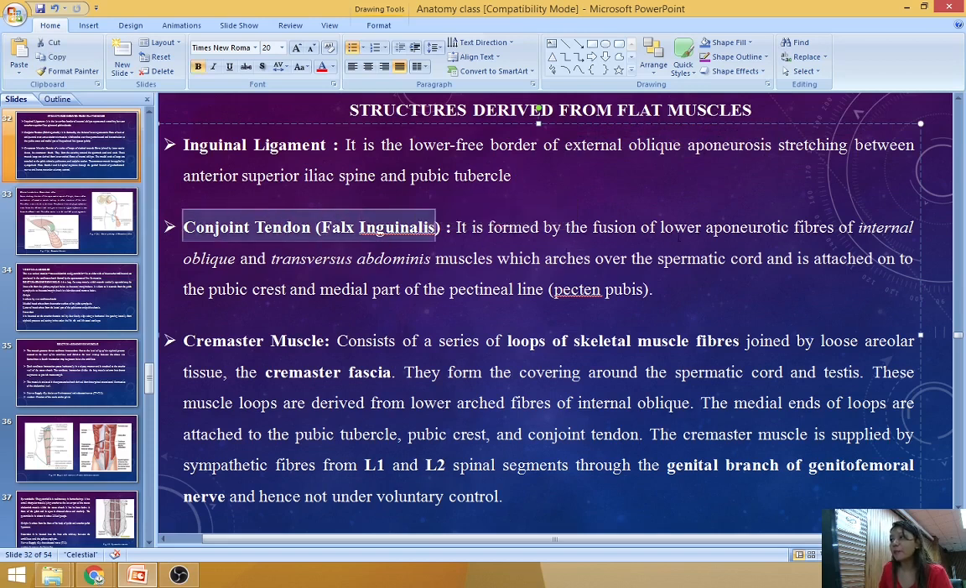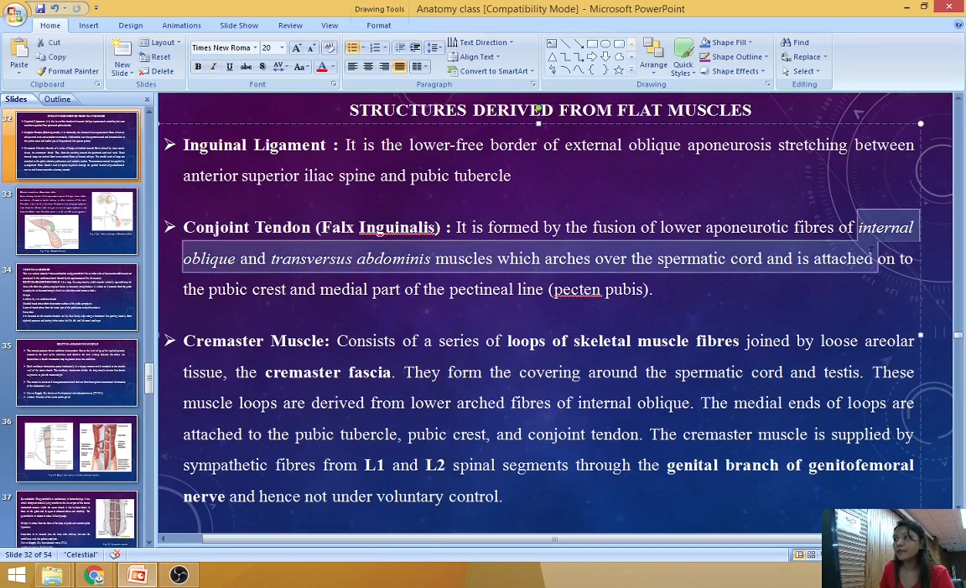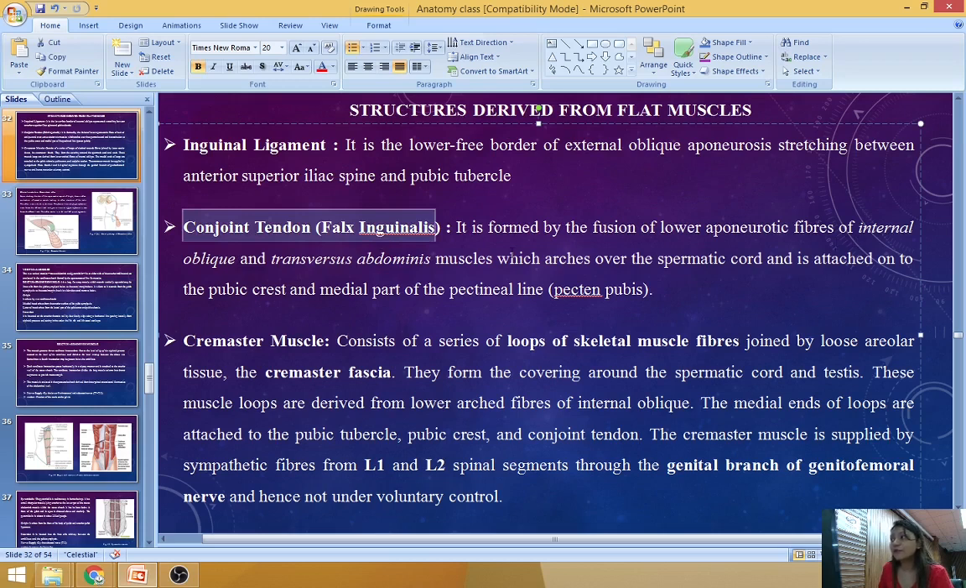Conjoint tendon is formed by the fusion of lower aponeurotic fibers of internal oblique and transversus abdominis muscle, which arches over the spermatic cord and is attached to the pubic crest and medial part of the pectineal line. So conjoint tendon is formed by what? Tell me. See, I have marked it. Yes, aponeurosis of internal oblique and transversus abdominis. Asked in viva, favorite question of our head and our professors. So conjoint tendon is formed by internal oblique and transversus abdominis aponeurosis, and inguinal ligament is formed by external oblique aponeurosis.